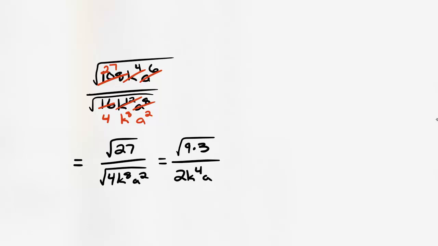In the numerator in the top, I've split off this perfect square, but now I'm going to square root the 9, and that will give me a 3 on the outside of the radical. I still have that 3 left on the inside. And in the denominator, I have 2 times k to the 4th times a. And this is the final simplified answer.